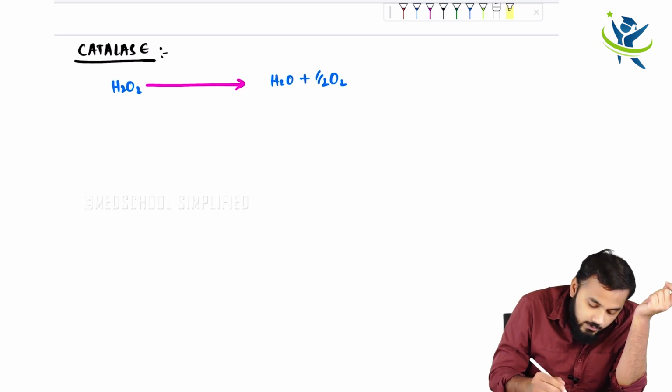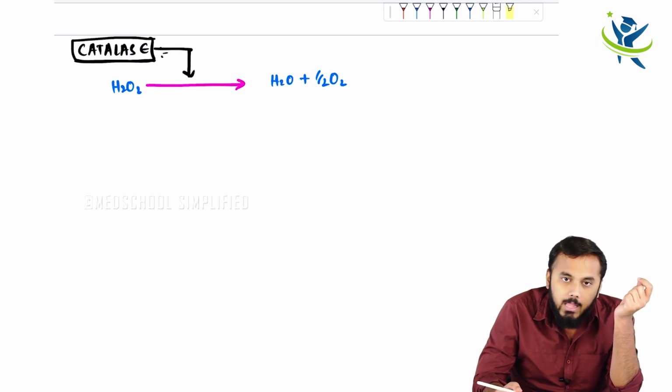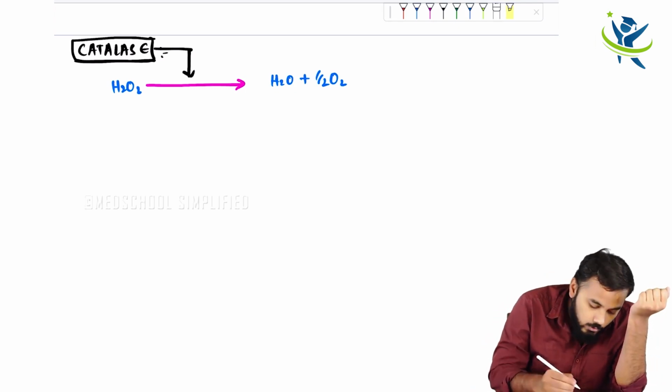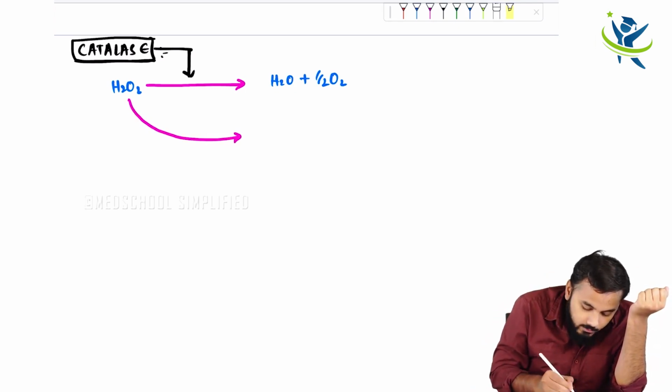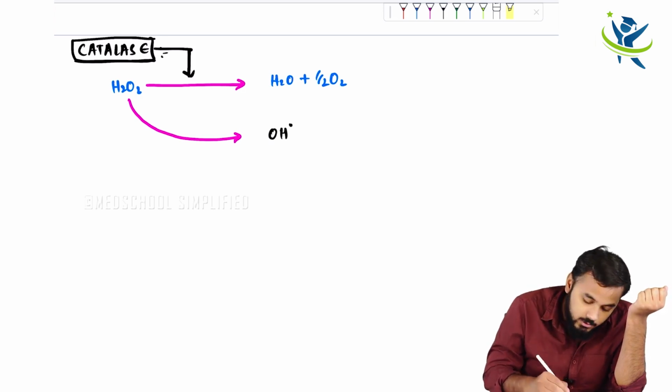With the help of what? With the help of the enzyme called catalase. On the other hand, H2O2 can also be converted into another compound called OH radical. This is called hydroxyl radical.